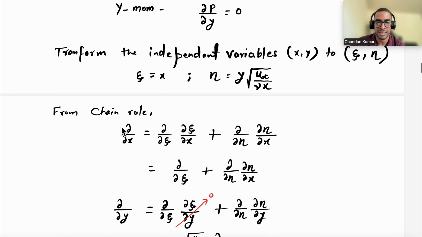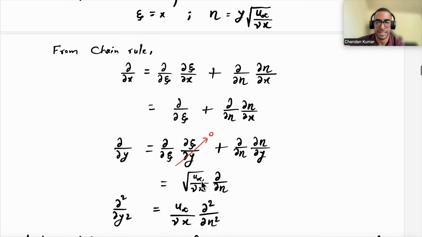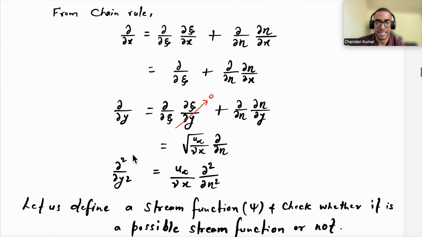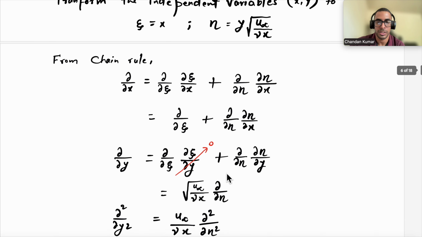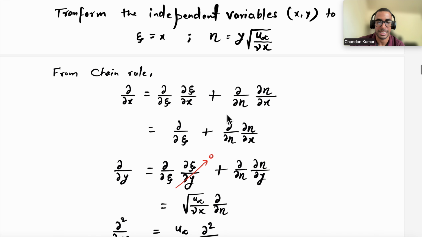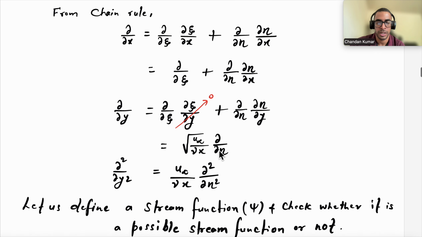So we can express the derivative with respect to x in this form, with respect to y in this form, and if we have the second derivative with respect to y, then we can express it in this form. And you can always try this chain rule yourself to make sure that you are getting the same result.